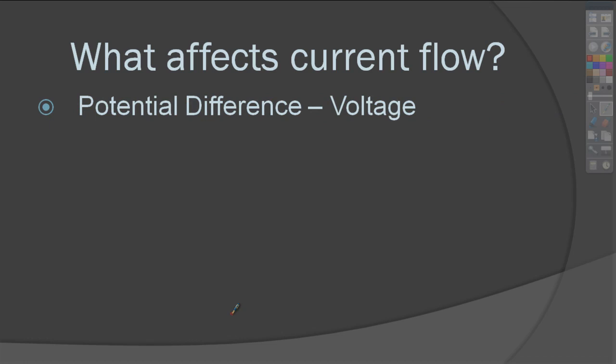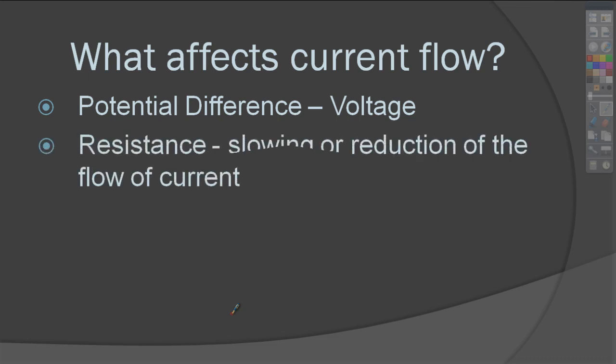So what affects the flow of currents? The potential difference affects the flow of currents. Resistance, or slowing or reducing of the flow of current. Anything that reduces or slows it, we call resistance. Makes sense.